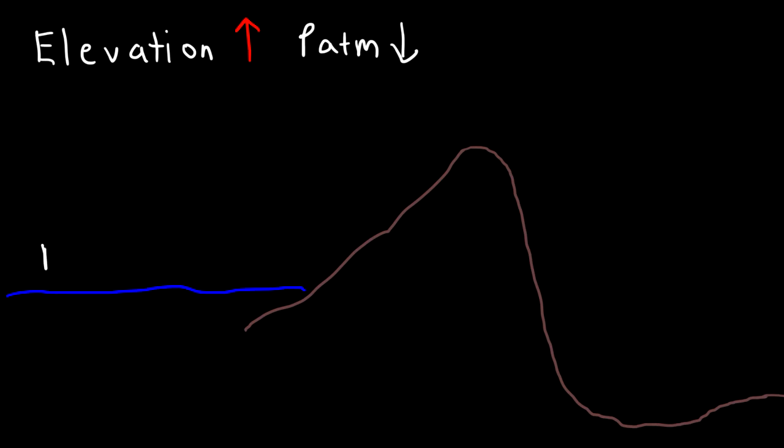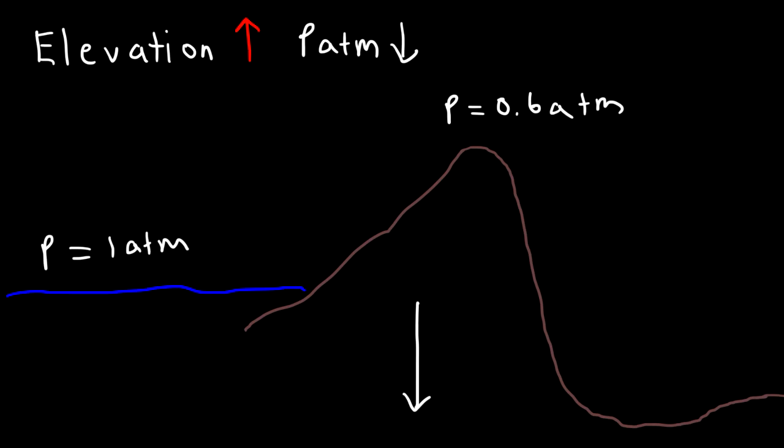So the atmospheric pressure at sea level, I'm just going to put P, is 1 atm. Now, as you increase the elevation, as you go higher, let's say to the top of the mountain, the pressure might be much less. It might be 0.6 atm. Now, if you go below sea level, let's say at a valley, the pressure is going to be larger than 1 atm. It might be 1.3 or 1.4 atm, depending on how deep you go.